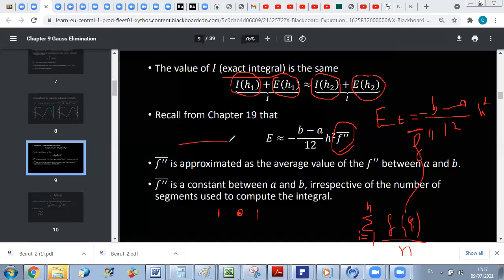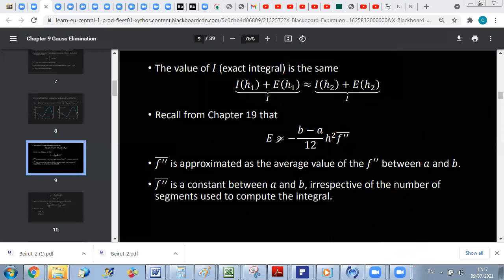So we will compute the average value of F second between A and B as an estimate for this term. Because this will allow us to get a certain idea of the error, because we are not able to get the exact value of it. So doing so, we can now write that the error obtained using a step of H1 is equal to minus (B minus A) over 12 times H1 squared times F second average, computed as the average value of F second between A and B as estimation.